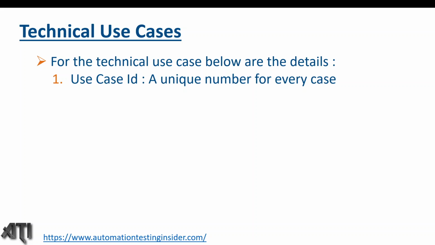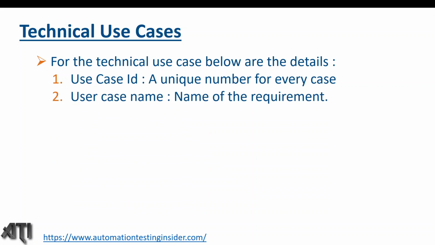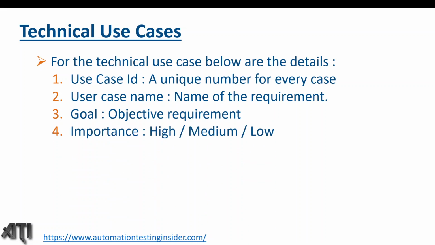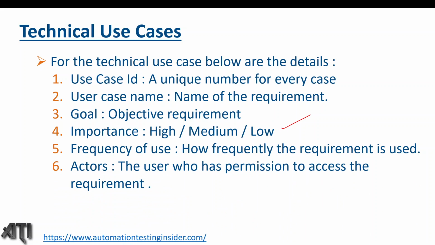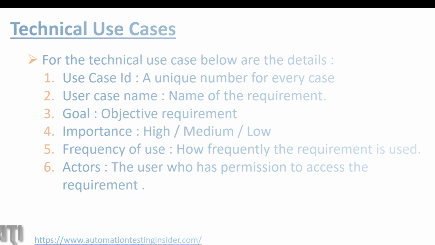So the use case ID should be there, a unique number for every case. Use case name should be given. Goal of the use case, objective, requirement, importance. Certain levels we give, like importance level: high, medium, low. Frequency of use, how frequently the requirement is used. Actors, the users who have permission to access the requirement.